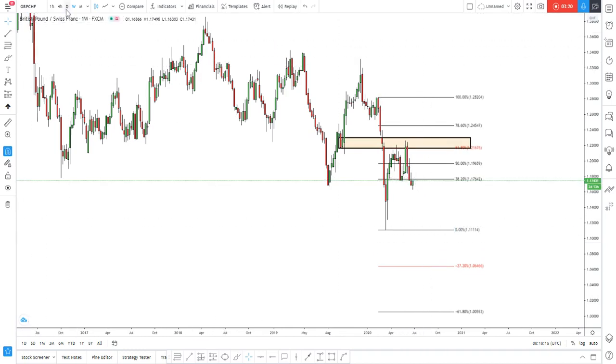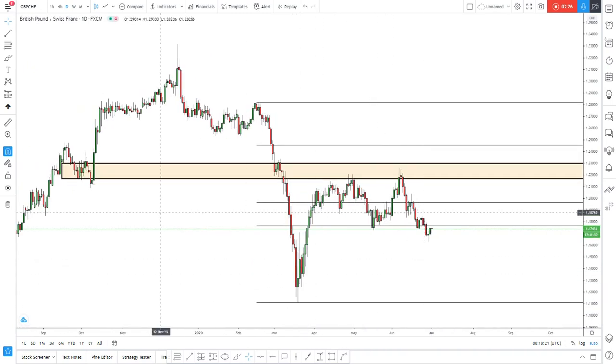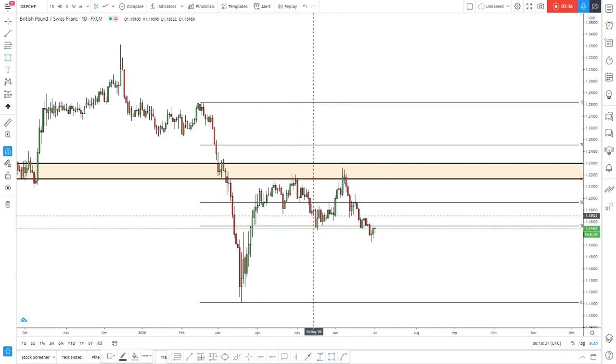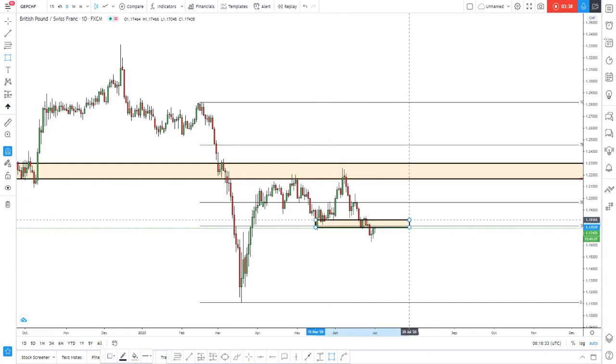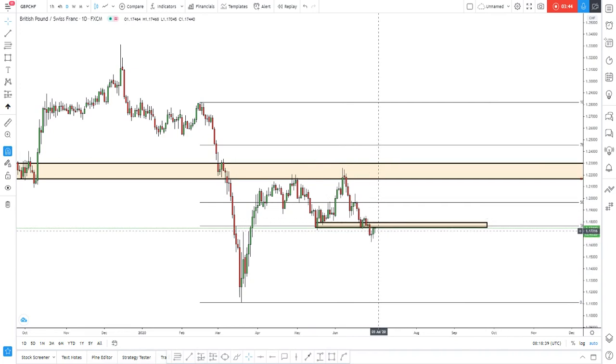Now to the daily time frame, we know that we have this previous area of structure that was respected, and it's been respected here. Looking closely at price here, we can see this is also a previous area of support, which has broken and is now acting as resistance, also expected to act as resistance to push price down.